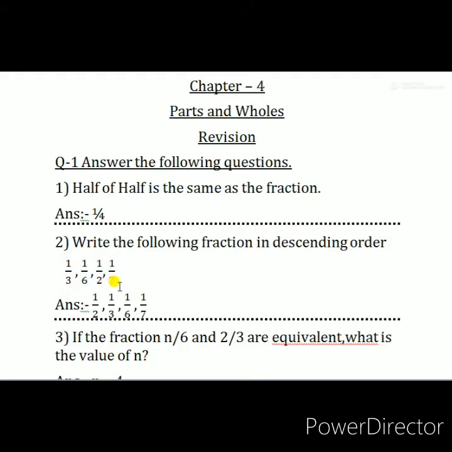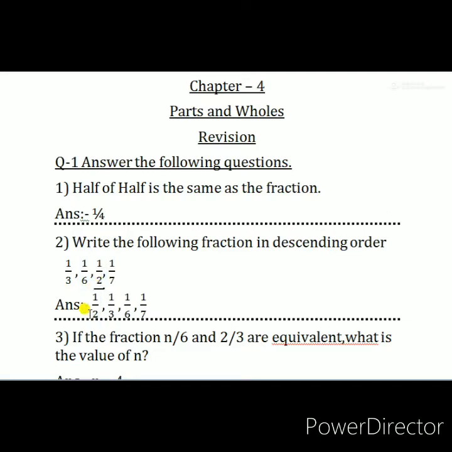To find the answer, I will give a clue, students. The clue is: when the numerators are the same, the fraction with the smaller denominator is the biggest fraction. Here we have 1 by 3, 1 by 6, 1 by 2 and 1 by 7. Which is the biggest fraction here? The fraction with the smaller denominator. Here 2 is the smallest number. So the biggest is 1 by 2, or half.